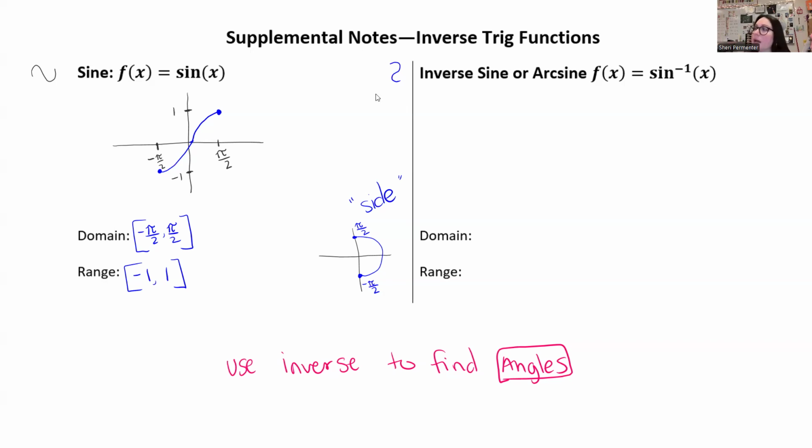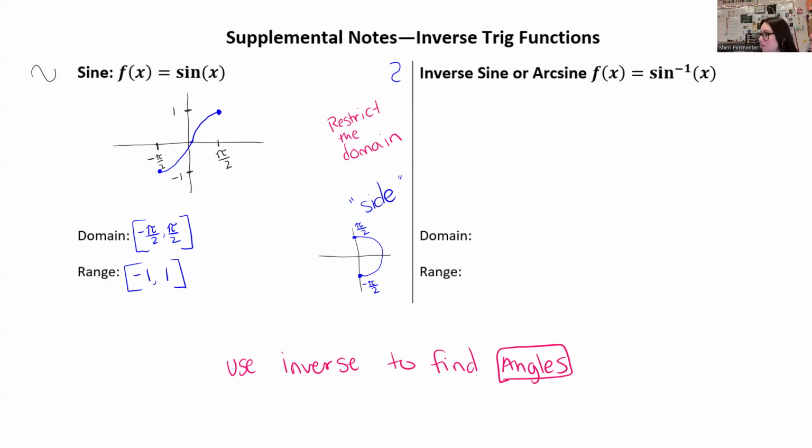No. And that's why we have to restrict the domain. So we cut off pieces of it so that we only get this one piece that if we turn it on its side, you will get a function. So that's the whole reason we restrict the domain. That's really important language. We will restrict the domain. And that's the whole reason we do it, because we want our inverse to be a function.